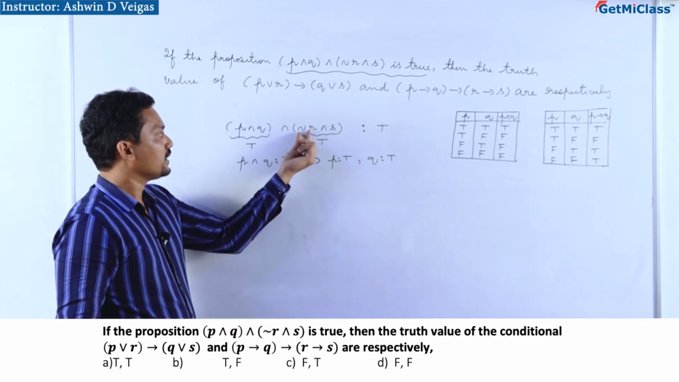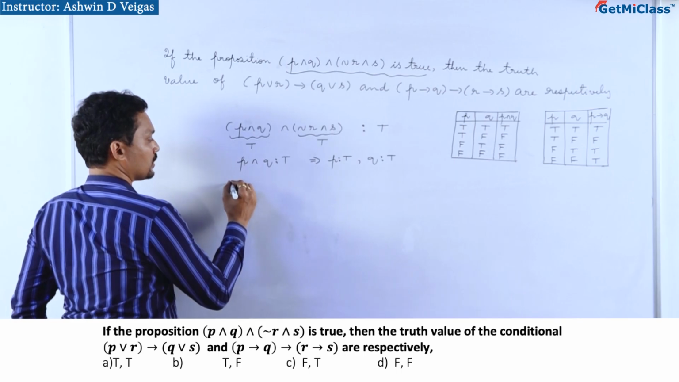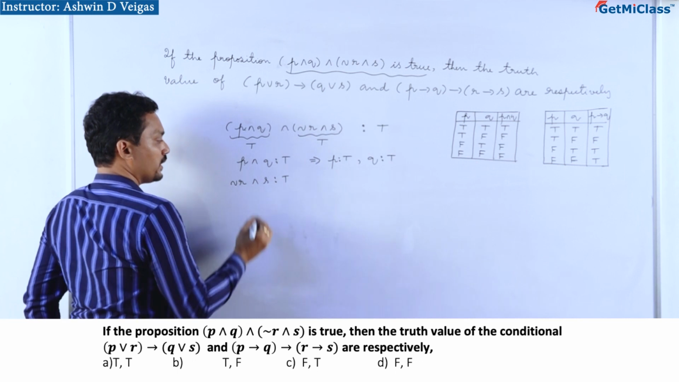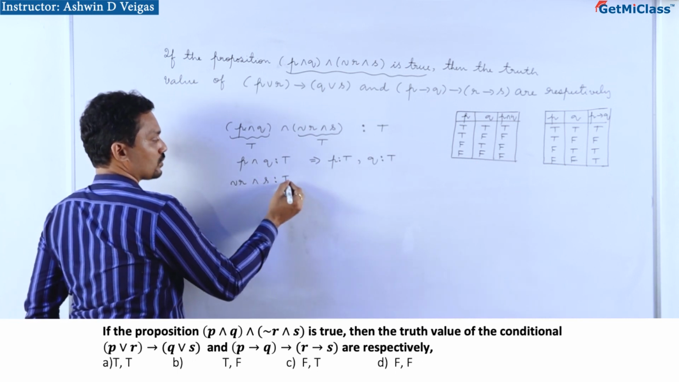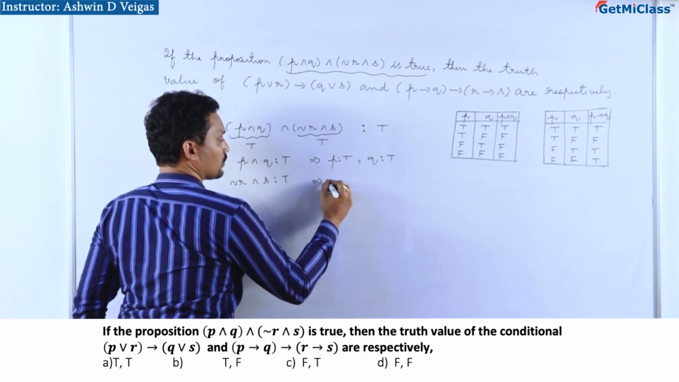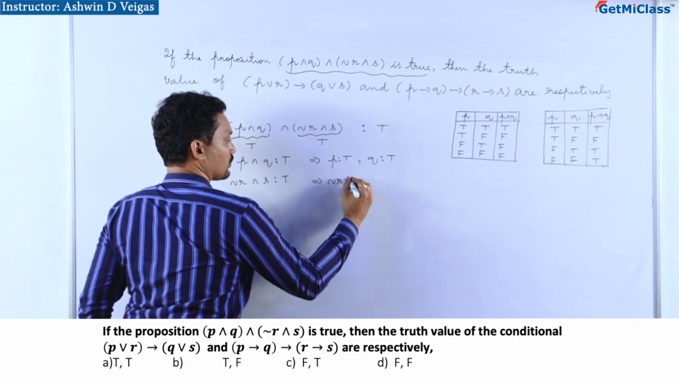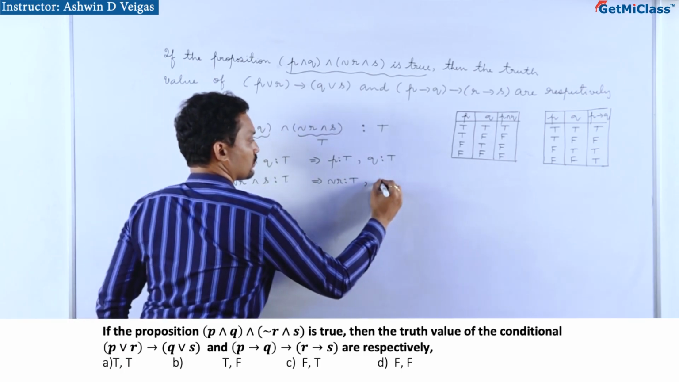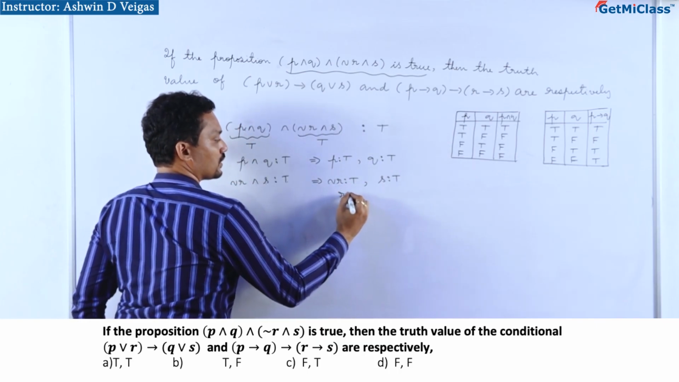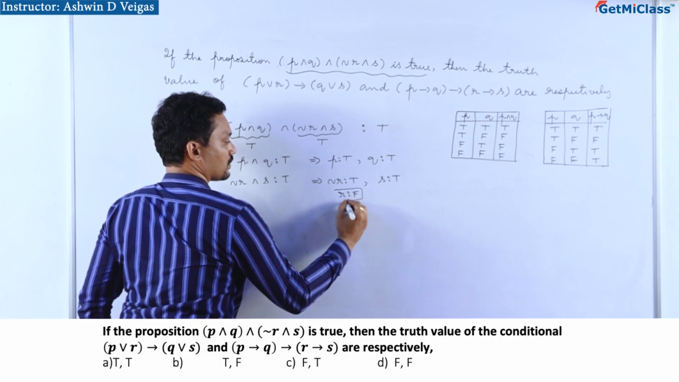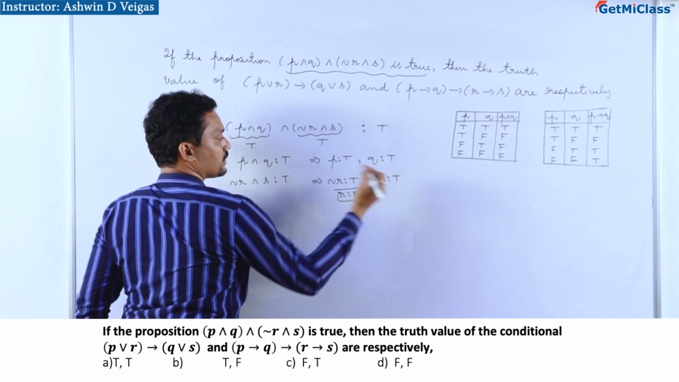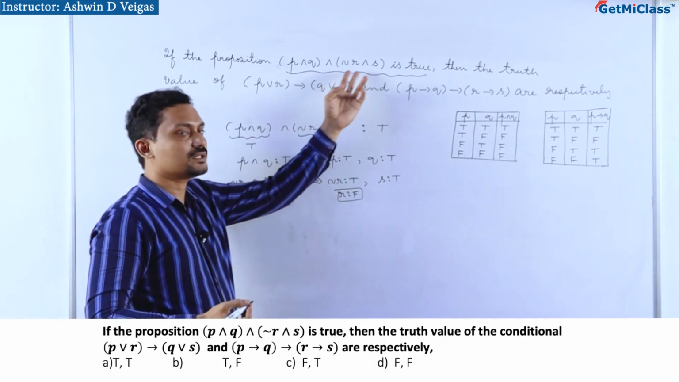Similarly, negation R and S should be true. Again this is AND, and AND is true means both should be true. So this will imply negation R should be true, S should be true. Now, negation R is true means R should be false. So we get P is true, Q is true, R is false, S is true. This is what we get from this data.